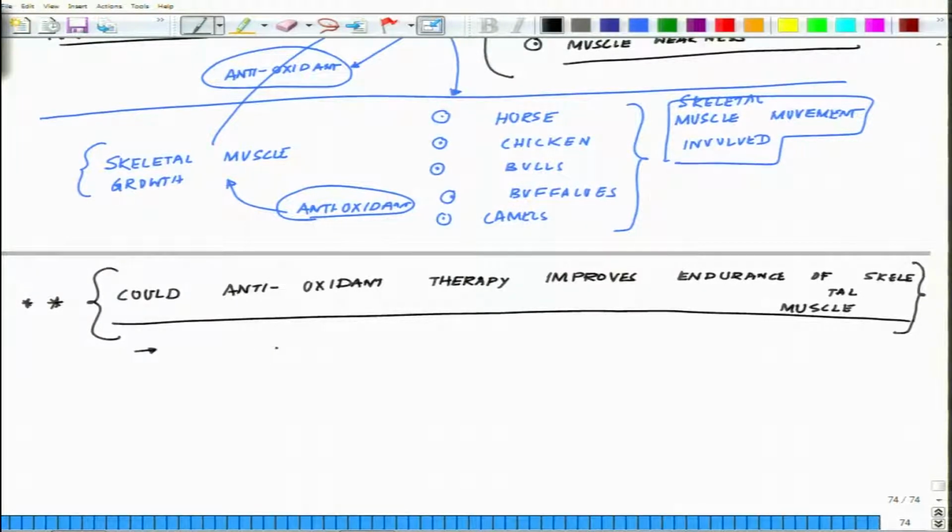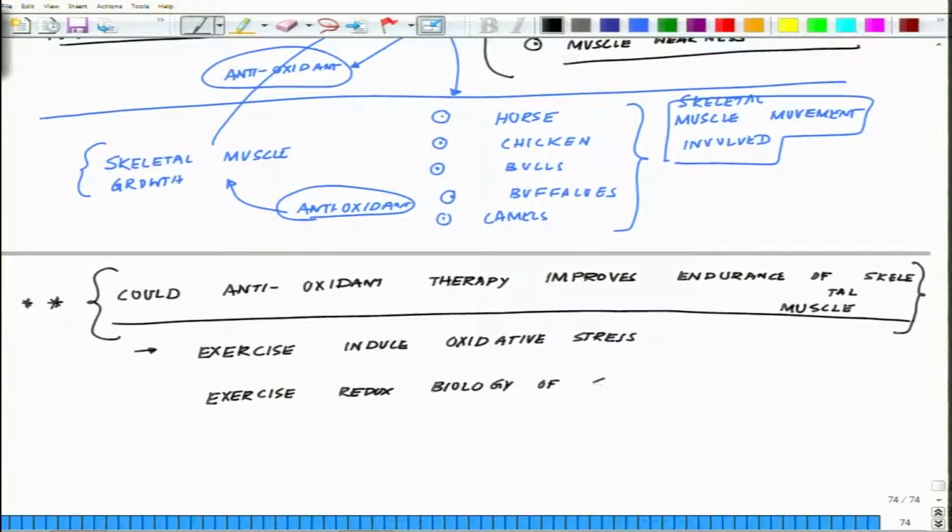Such ROS mediated skeletal muscle tissue damage often occurs during intense physical exercise and is termed exercise induced oxidative stress. Thus, the level of ROS forms a pivot which regulates the exercise redox biology of the skeletal muscle. Now, one of the options is supplementing the diet with antioxidants like vitamin E.